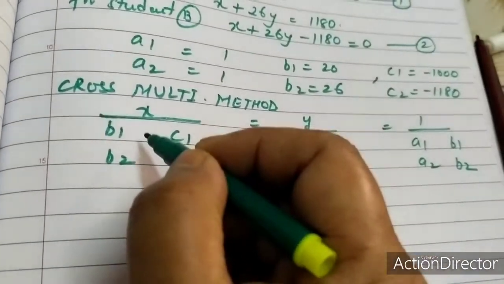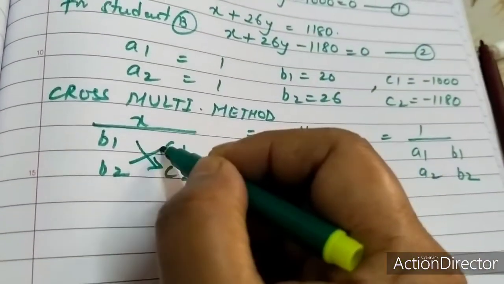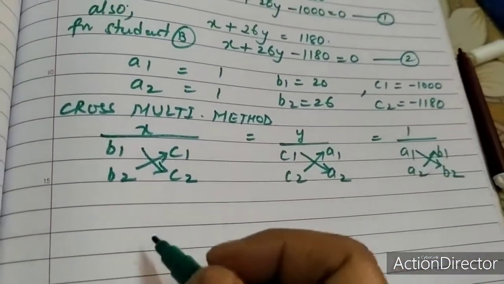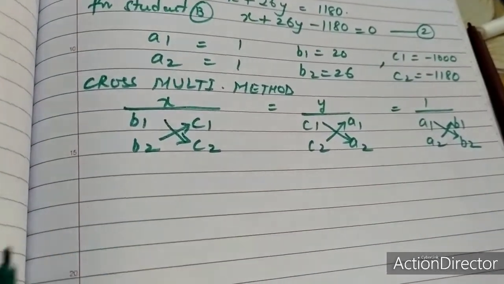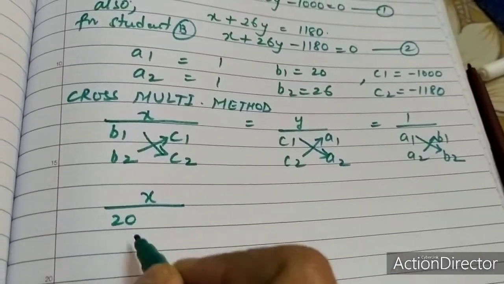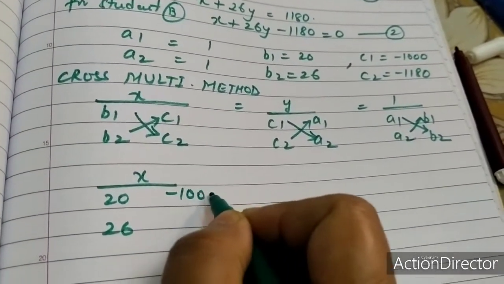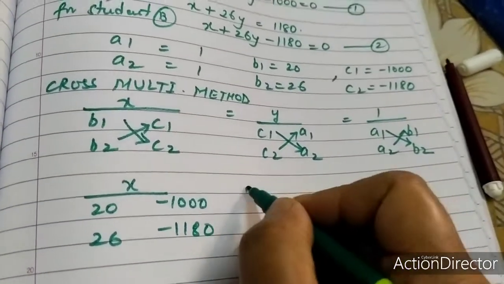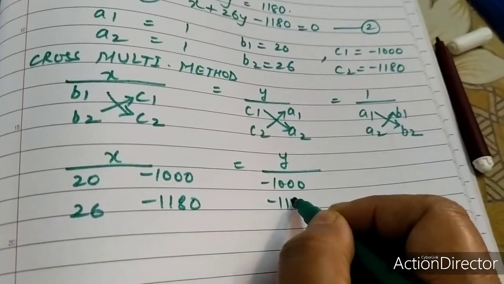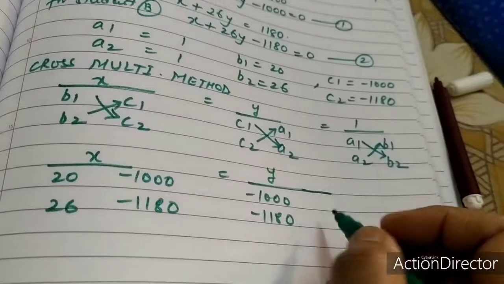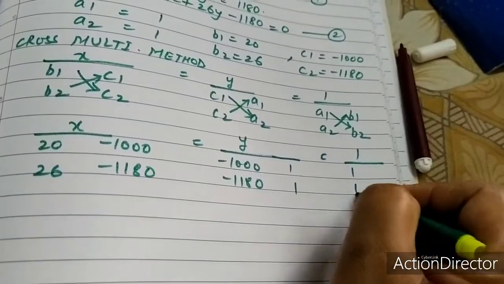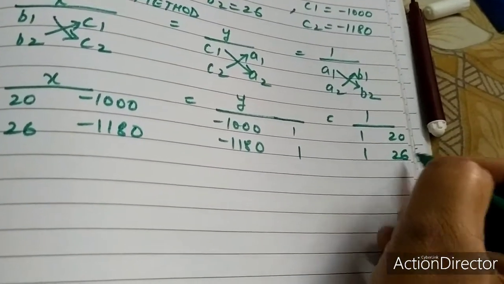Now substitute all the values. After that you have to multiply like this. Got it? In every question you write the formula. It is better because you will learn how to write and how to do, and there will be very little chance of making a mistake. So for x, B1 was 20, B2 is 26, here it is minus 1000, here it is minus 1180. For y it is C1, minus 1000, minus 1180. Then A1 was 1 and 1. Constant 1, 1, 20 and 26.